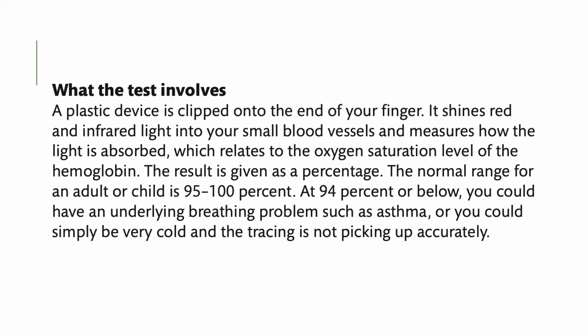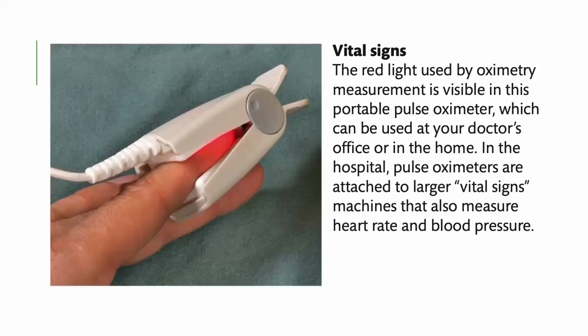At 94% or below, you could have an underlying breathing problem such as asthma, or you could simply be very cold and the tracing is not picking up accurately. The red light used by oximetry measurement is visible in this portable pulse oximeter, which can be used at your doctor's office or in the home. In the hospital, pulse oximeters are attached to larger vital signs machines that also measure heart rate and blood pressure.